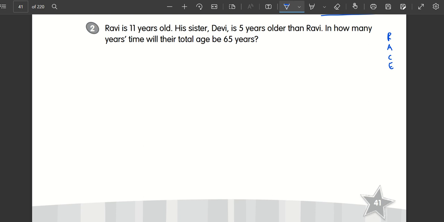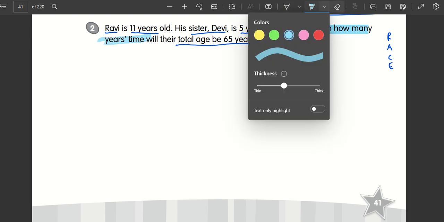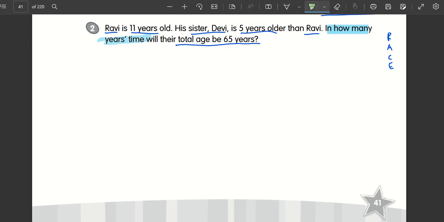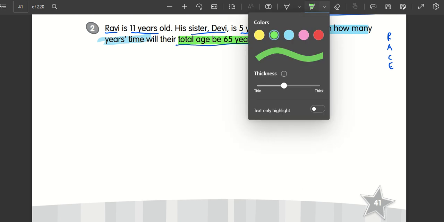So that's Ravi is 11 years old. Devi is older than Ravi by 5 years. Now you have the main part of the question. In how many years' time will their total age be 65 years? So there's this question mark here. Total age is 65 years.